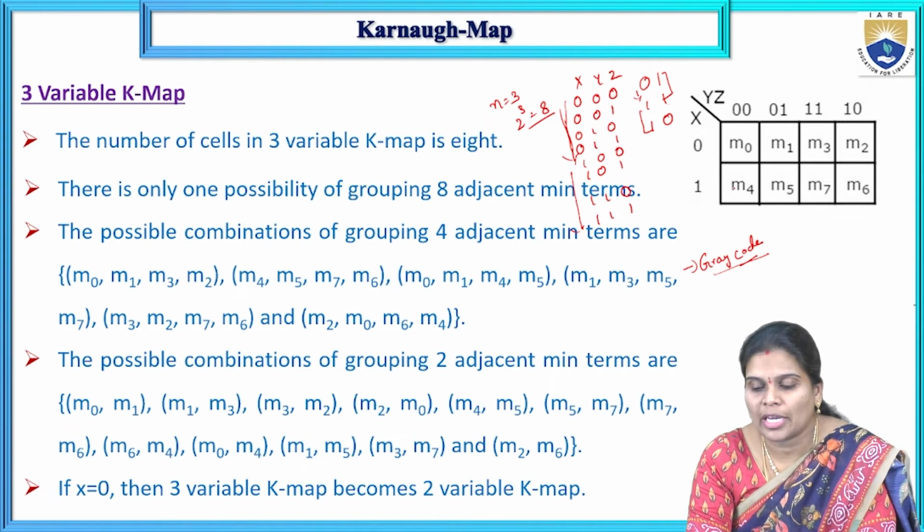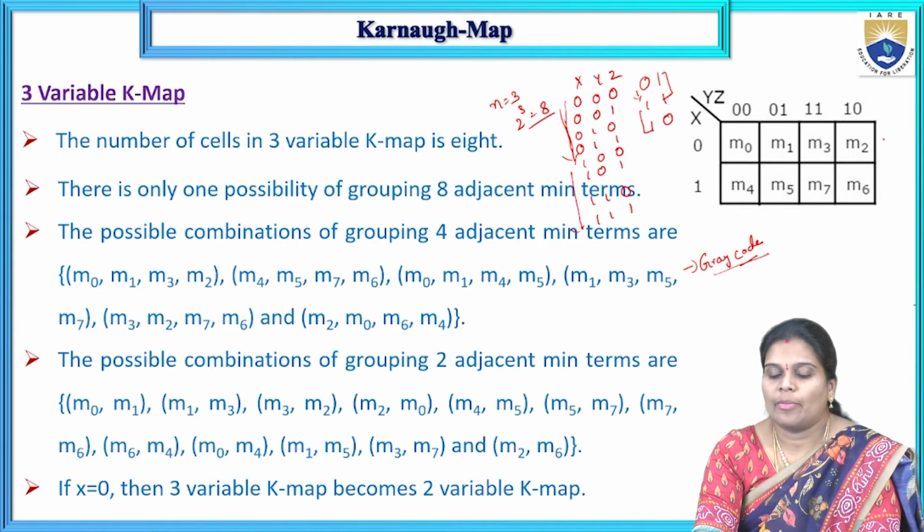Here also the same procedure, 0 0, 0 1. After that, generally we would take 1 0, but observing 0 1 and 1 0, two changes are there, so that condition is not satisfied. So next, 0 1, after that we take 1 1, 1 0. So this is the three variable K map.